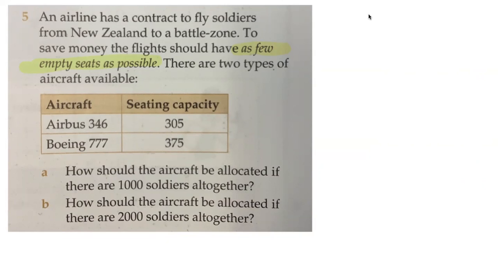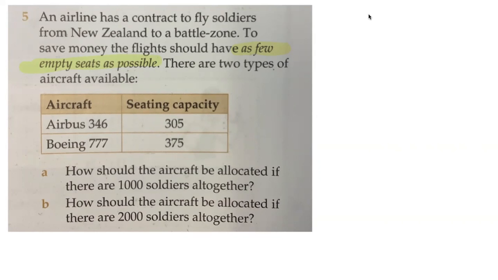And what that means is let's work out. Maybe we're going to have 4 Airbuses and 5 Boeings, and that'll do. That'll certainly get us 1,000 soldiers. But I suspect that solution is going to have way too many empty seats. So we're trying to maximize, or actually we're trying to minimize something in this, can't we? We're trying to minimize the number of empty seats. Well, we need to do a table for this as well. So just keep those things in mind.